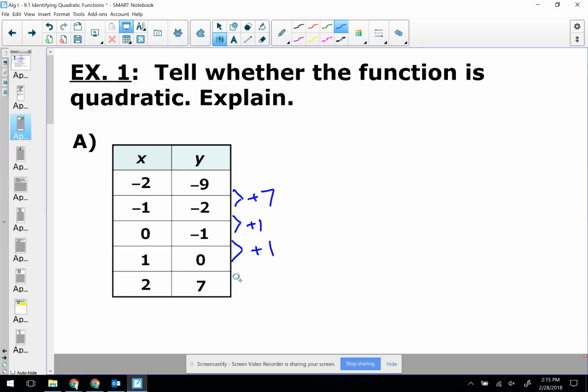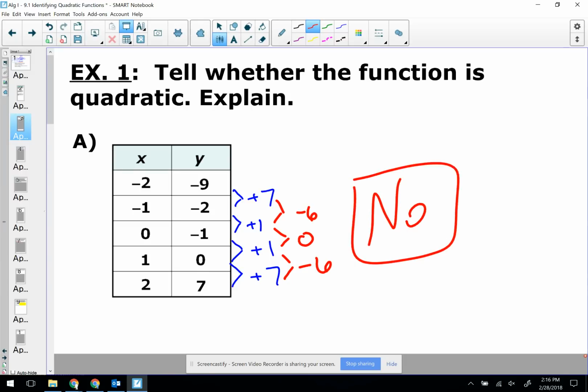Up 1, up 7. So take a look at the second differences now. Down 6, down 0, down 6. So is this going to be quadratic? My answer is no, not quadratic.